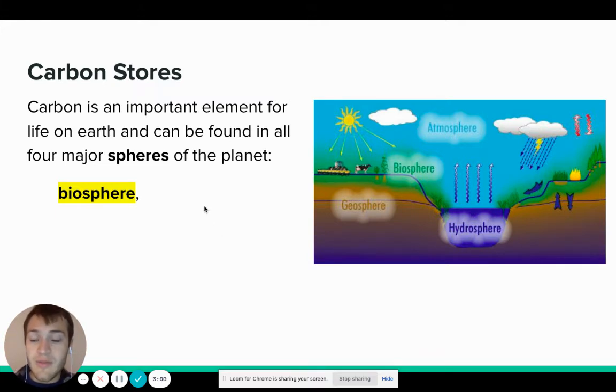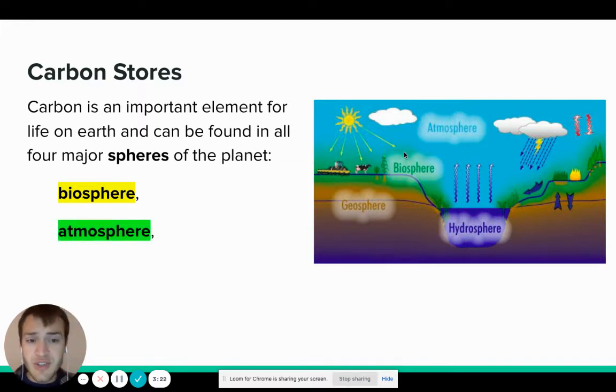And if something is living, it's always in the biosphere. It doesn't matter where the thing lives. So if something lives underground or in water or somewhere in the atmosphere, if it's living, it's always part of the biosphere, no matter what.